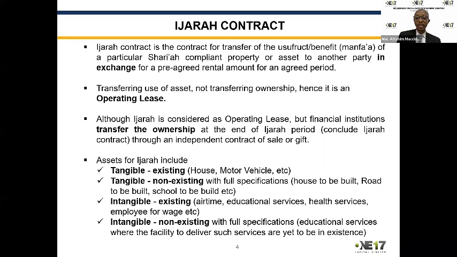If any of the providers of services, MTN, Airtel, and others, wants to raise sukuk, for instance, they can use their airtime, because airtime is considered Sharia-wise as an asset. Or educational services. If a school is existing and wants to use its services to raise funds, it can also do so. Or a hospital, such as the health services, or employee wages, because even an employee is considered as an ijara contract between the employee and the employer.